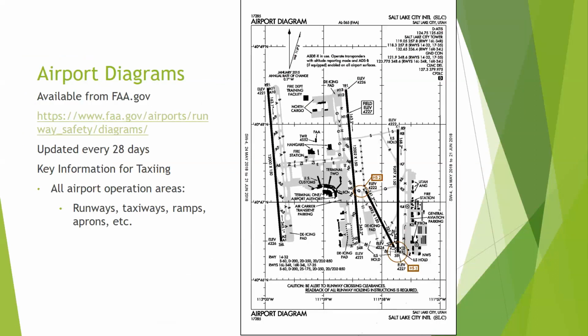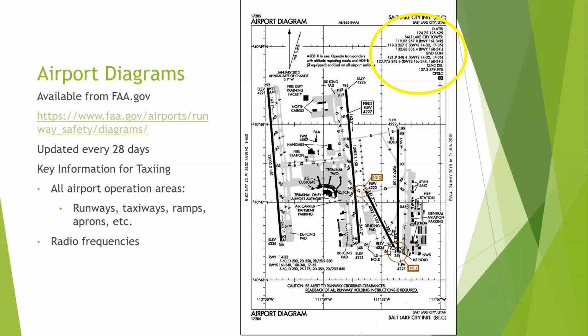When you're taxiing at an airport, these are typically what you're going to use as a road map or a taxiway map. Key information, airport operation areas. When you say airport operation areas, it's referring to things like taxiways, runways, aprons, ramps. Basically, airport operation areas are the areas that airplanes or other vehicles can go, primarily where the aircraft can go. It also has this block up in the top that lists your different radio frequencies.